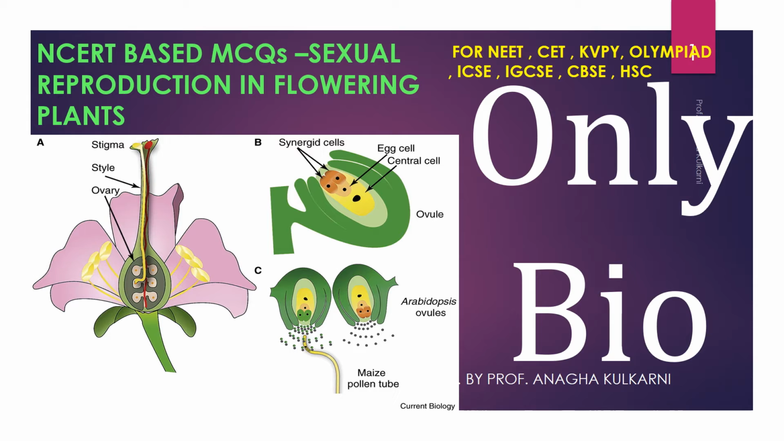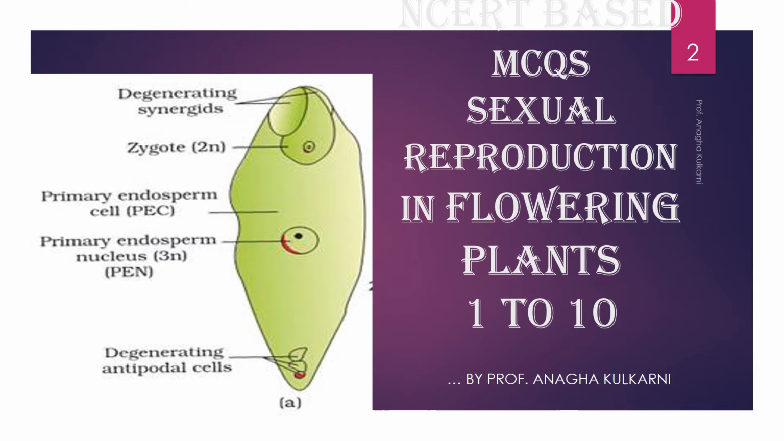Presenting the NCERT based MCQs from the chapter Sexual Reproduction in Flowering Plants. Friends, this chapter comes in Unit 6 and it's chapter number 2 of NCERT Standard 12th. So we're going to start with these MCQs from 1 to 10, many more to follow. Friends, this will help you out for NEET, CET, KVPY, the Bio Olympiad, and this will also help the HSC, CBSE, ICSE, IGCSE students.